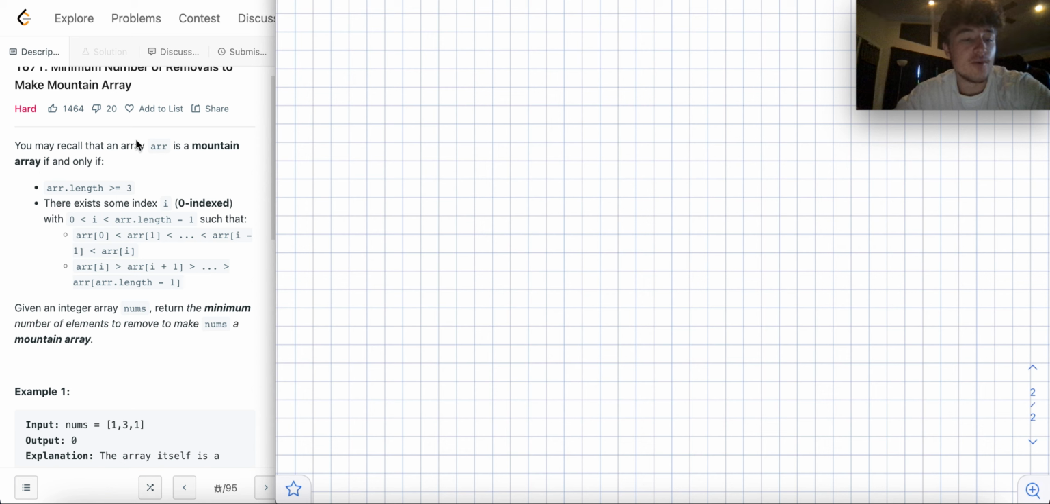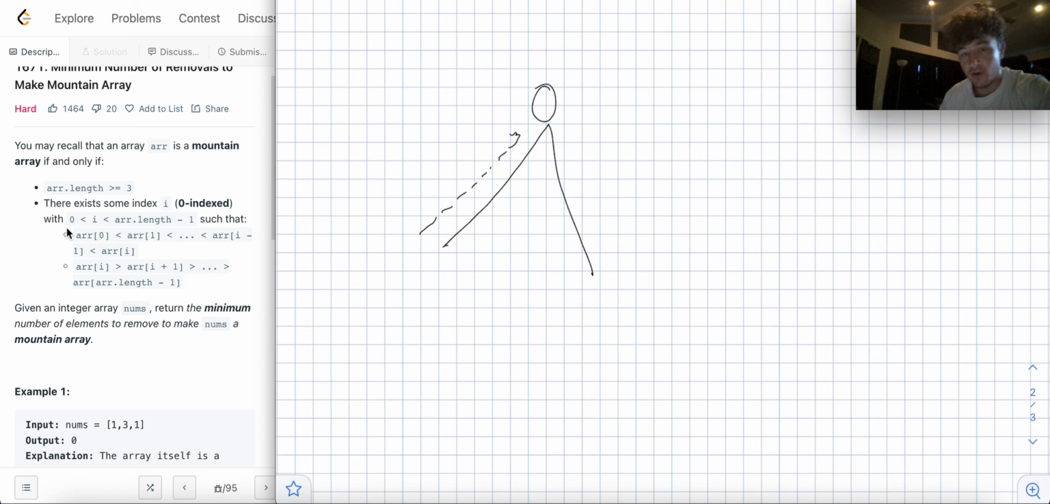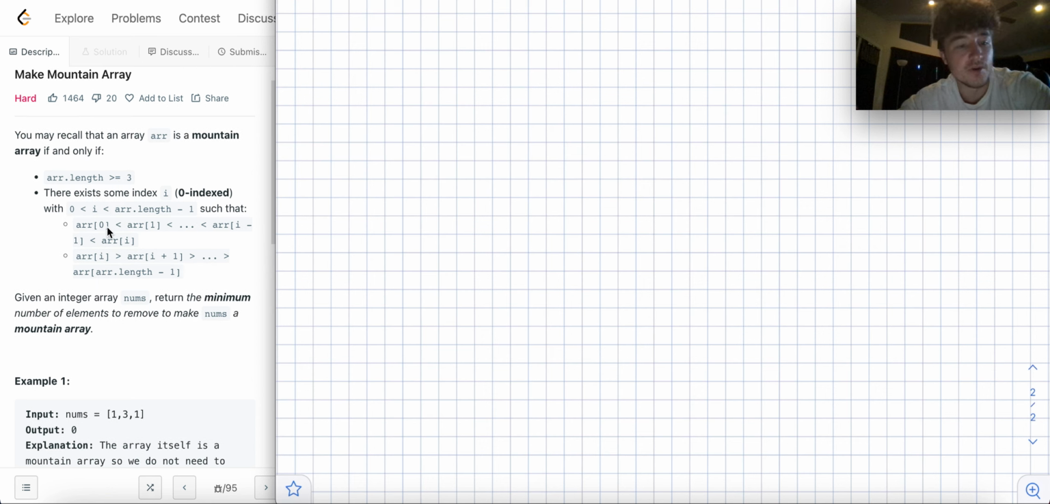So you may recall that an array is a mountain array if and only if the array length is greater than or equal to 3, and there exists some index i where everything before index i is increasing up to i, and everything after i is decreasing, like a mountain, right? So it increases, it hits a point, and then it decreases. Pretty straightforward, right? That's how mountain arrays work. And of course, the increasing and decreasing is about the value at that index. So from 0, it increases all the way up to i, and then after i, it decreases all the way up to the end of the array.